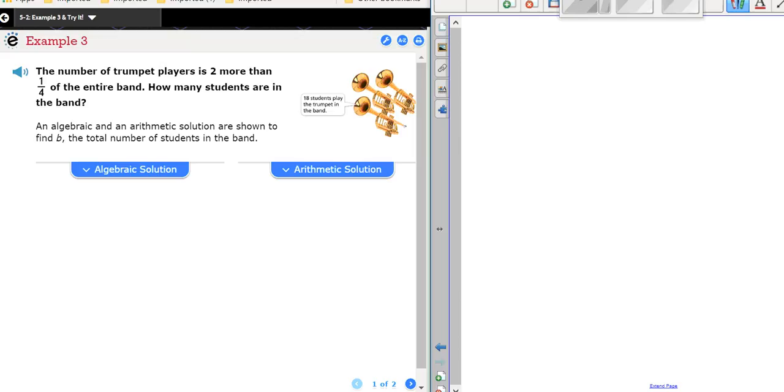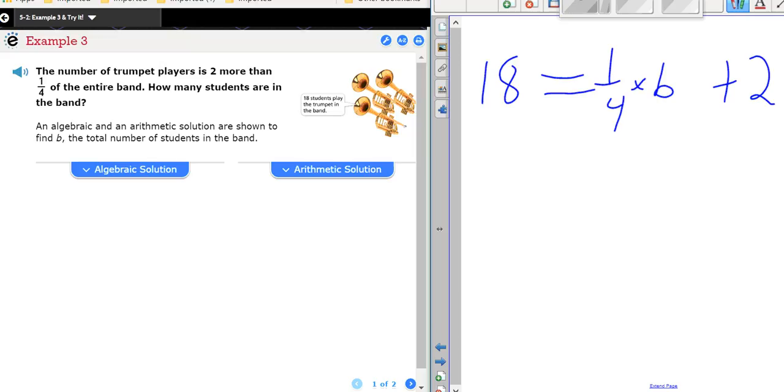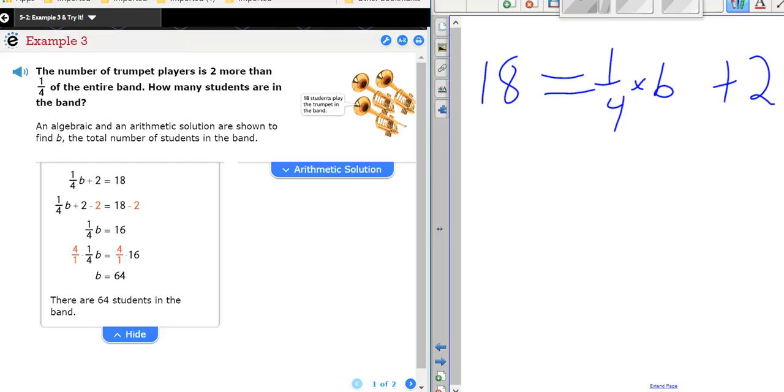sentence that we can read, right? The number of trumpet players is, that means equals, 18, according to the picture on the right. So 18 is equal to 2 more than, so I'm going to write that as plus 2, and then 1/4 of, that means multiply, band. And band is what we don't know, B for band. How many students are in the band? That's just taking it phrase by phrase, and that's what we would call our algebraic solution.